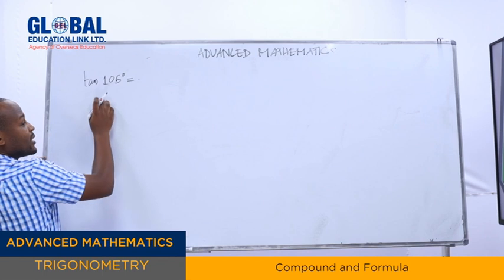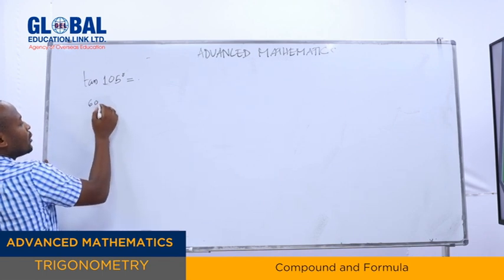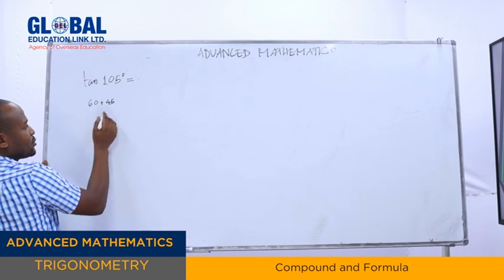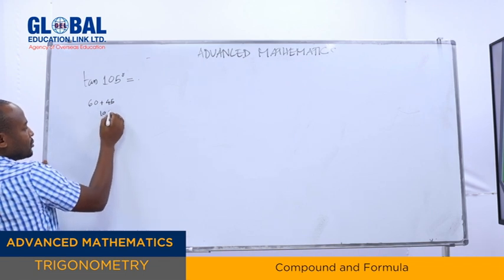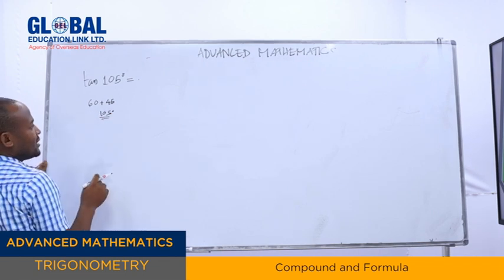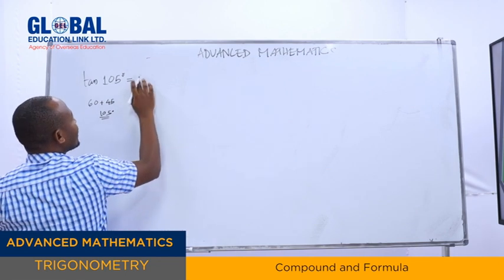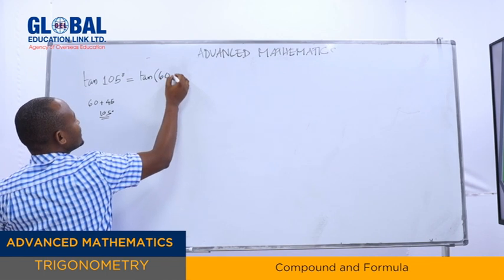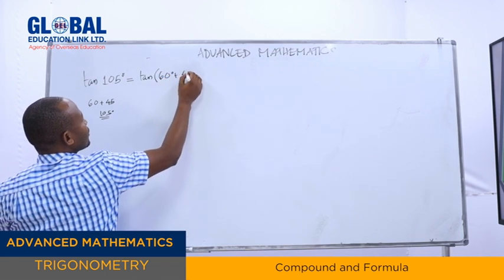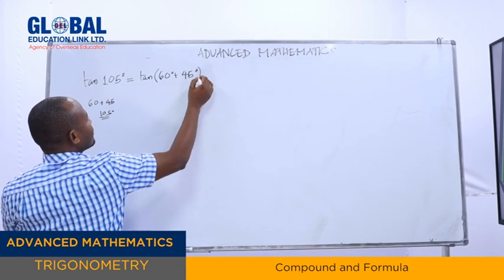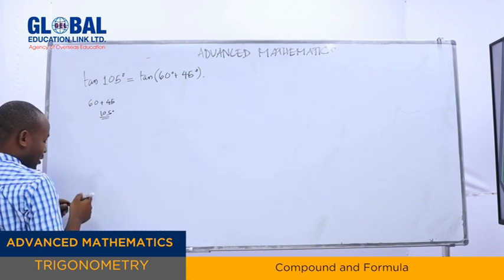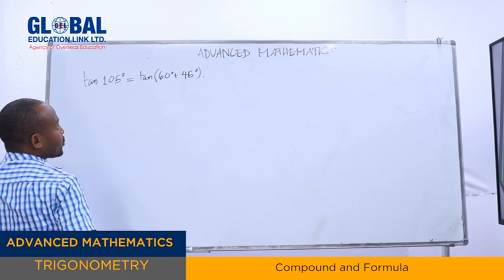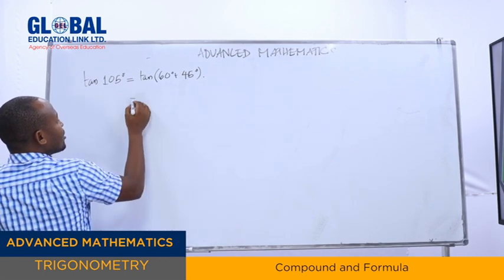As you know, if you take 60 plus 45, that is equal to 105 degrees. That means we can have tangent of 60 degrees plus 45 degrees. That is to say, we are going to have 105 as our tangent. Let's open that by the use of compound angles.